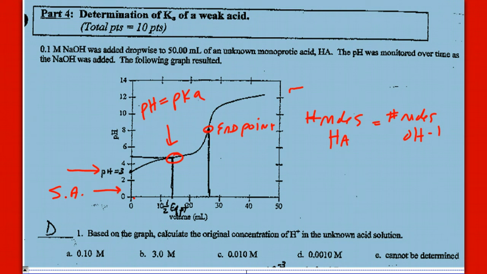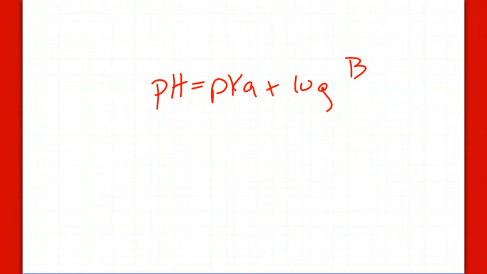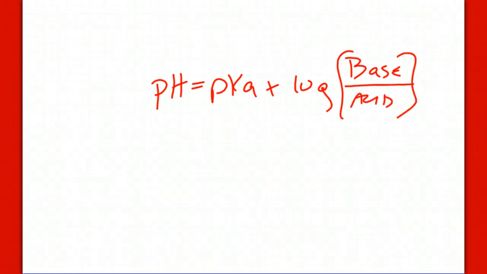And the reason pH equals pKa for the acid is because if this is your Henderson-Hasselbalch equation, when you get to the point where the base and the acid are equal, then the ratio is 1, so the log of 1 is 0. So when the base and the acid are equal, the pH equals pKa.